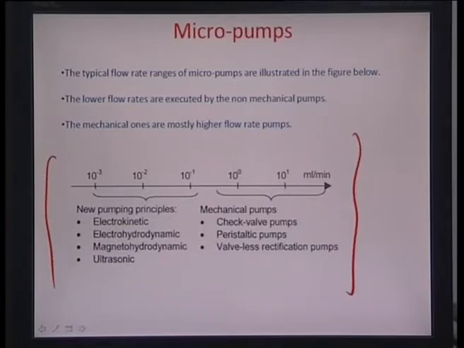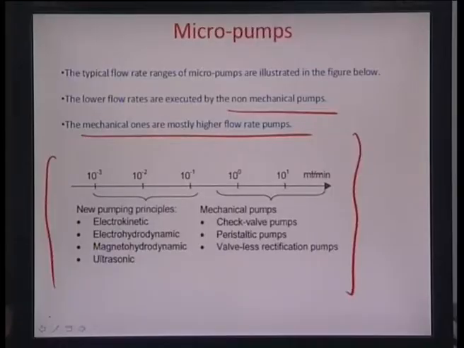Typically, mechanical ones are the highest flow rate ones. You have a higher flow rate definitely in mechanical pumps. Non-mechanical pumps are actually low on the flow rate characteristics. That is because the amount of energy density that you may have to add per unit volume displacement of fluid is comparatively higher in this case. The energy requirement is higher in this case.